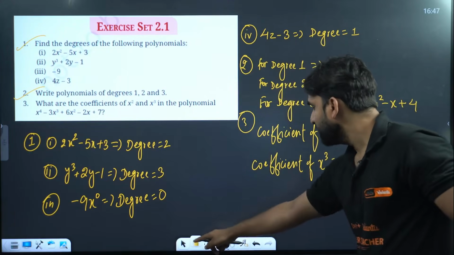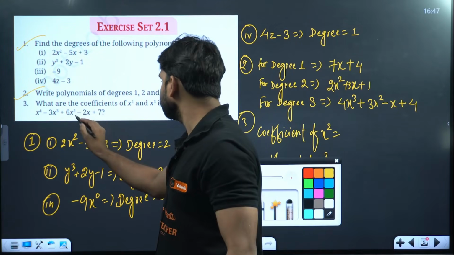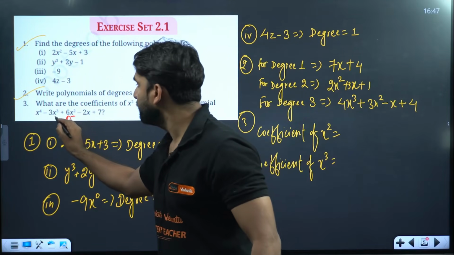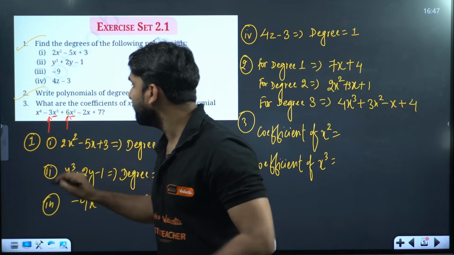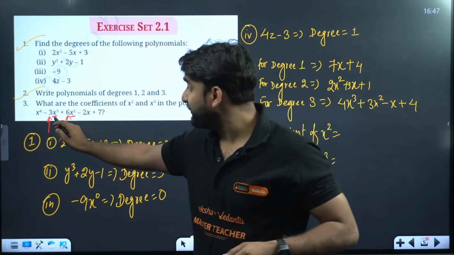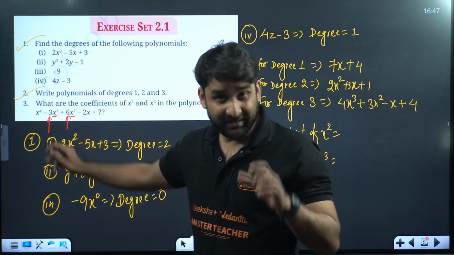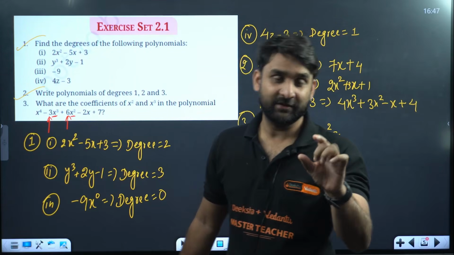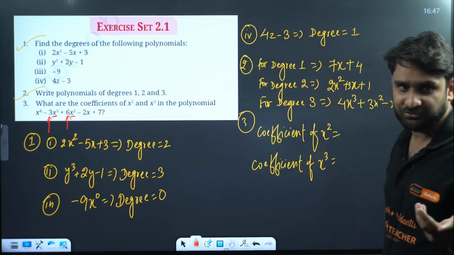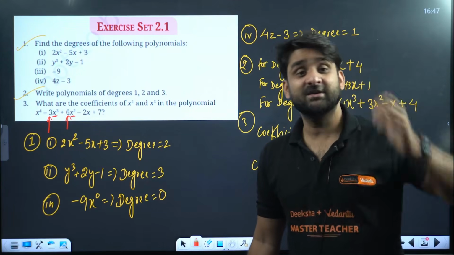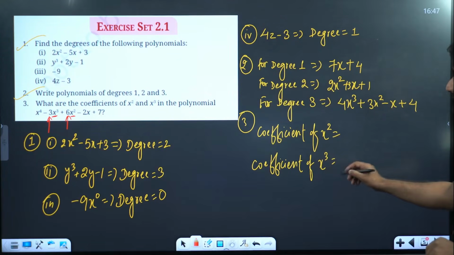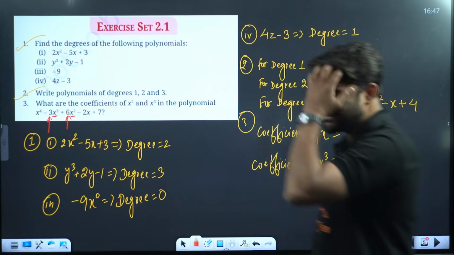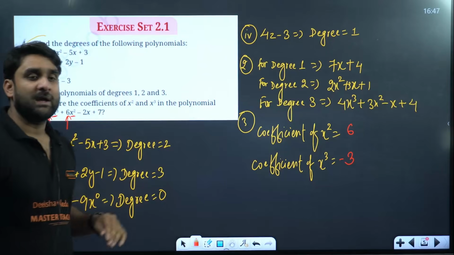What is the coefficient of x square? Can you see here? This is x square, this is x square, so this will be the coefficient of x square. Here is x cube, so this will be the coefficient of x cube. But if the coefficient has a negative sign, always make sure to write the coefficient as negative, because the general format has a positive sign. So the coefficient of x square will be 6 and the coefficient of x cube will be -3. This is the answer. I hope everything is clear.